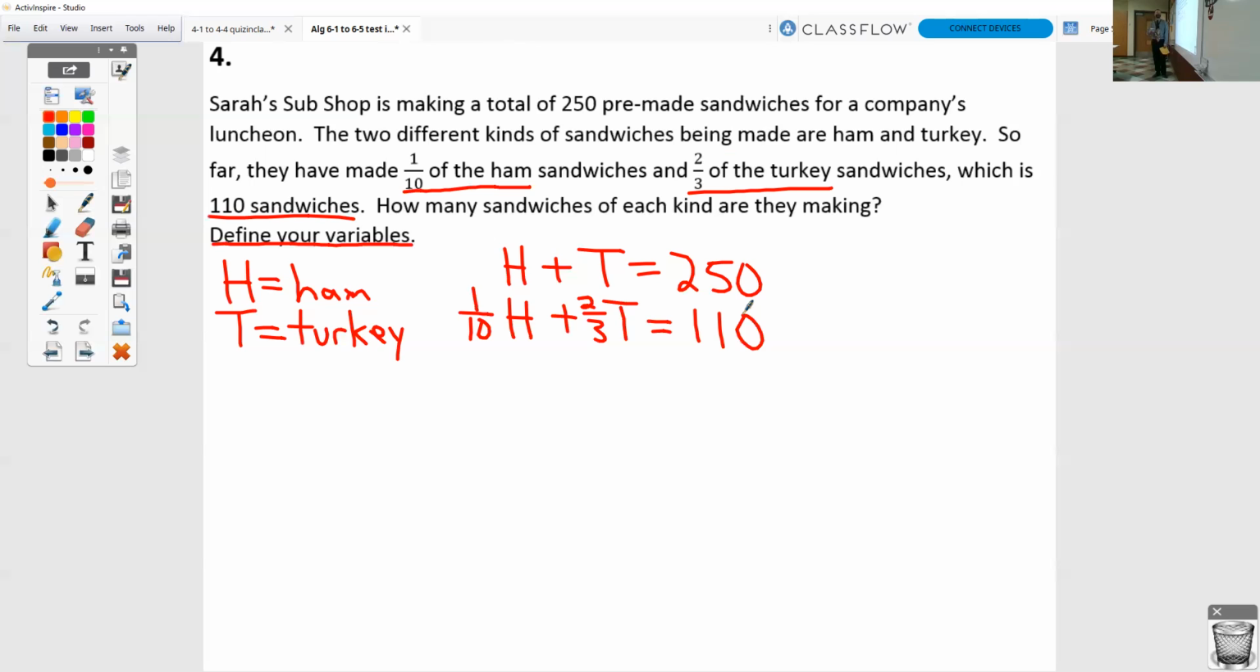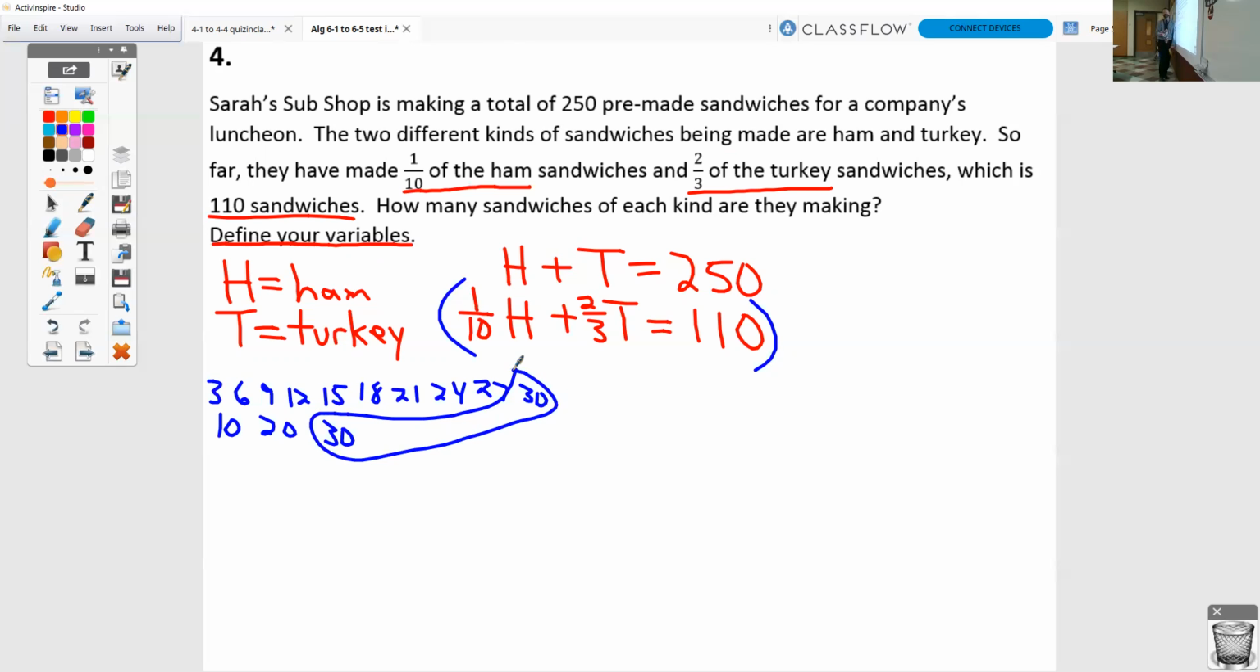I would, however, try and multiply to get rid of the fraction. To get rid of the fraction, we're looking for the least common denominator. The lowest number when counting by threes and counting by tens. We start counting by threes, 3, 6, 9, 12, 15, 18, 21, 24, 27, 30. If we start counting by tens, 10, 20, 30, ding, ding, ding, the least common denominator is 30. That's what we want to multiply to get rid of both of those fractions.